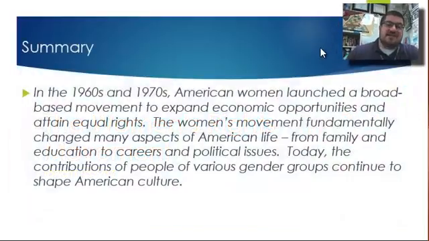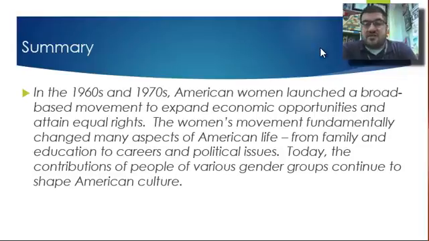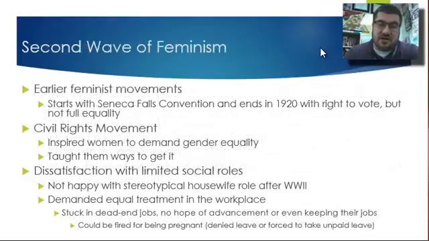Today we are going to discuss the women's rights movement of the 1960s. In the 1960s and continuing into the 70s, American women launch a broad-based movement to expand their economic opportunities and attain equal rights. The women's movement fundamentally changes many aspects of American life, from family and education to careers and political issues. Today, the contributions of people of various gender groups continue to shape American culture.